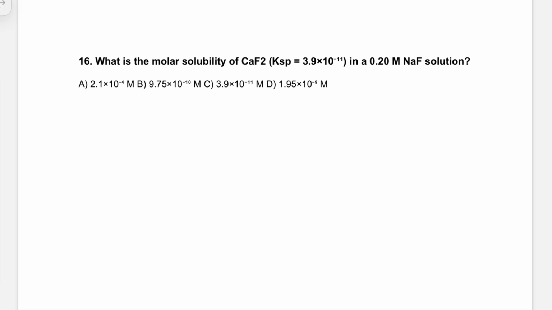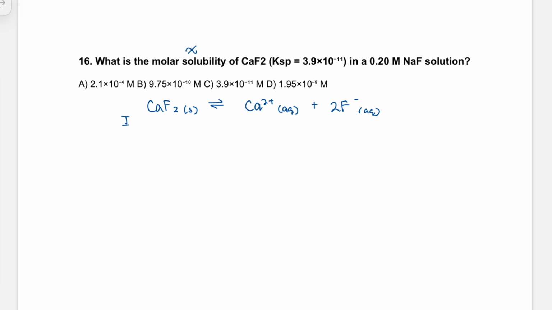Question 16, what is the molar solubility of CaF2 in a 0.2 molar NaF solution? So what is molar solubility? It's when you have a solid that dissociates into ions. Whenever you see an equation like this, where you have a solid and then 2 aqueous or however many aqueous species on the product side, you're probably going to be calculating for molar solubility. And basically what it is, is X.